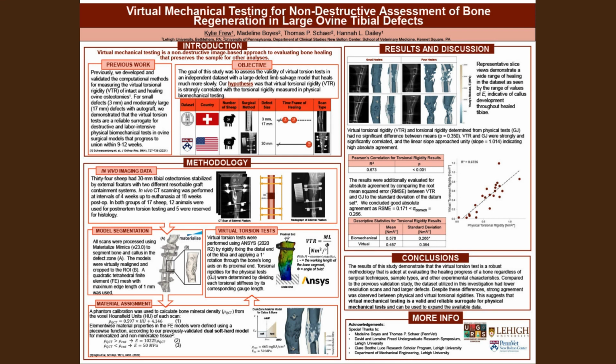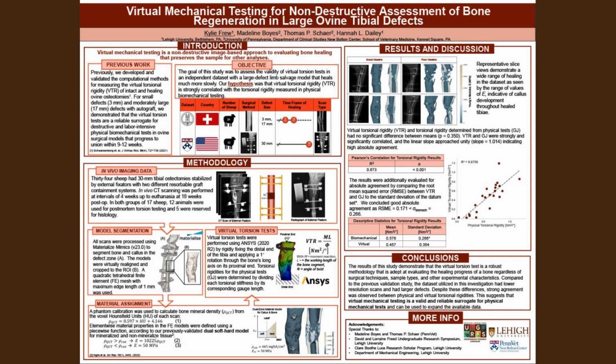It is important to note that there are quite a few differences between the original dataset and the new dataset used, including the country in which it was performed, the number of sheep in the dataset, and the surgical method used. The original test used plate and screws, where this one had an external fixator. The defect sizes are very different. The original had 3 and 17 millimeters, where this dataset actually had 30 millimeters, and in addition, the time frame was different. This new dataset had a longer time frame, and the type of scans used differ.